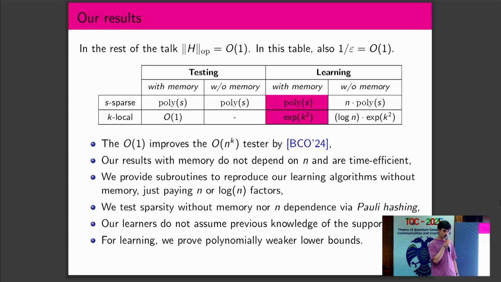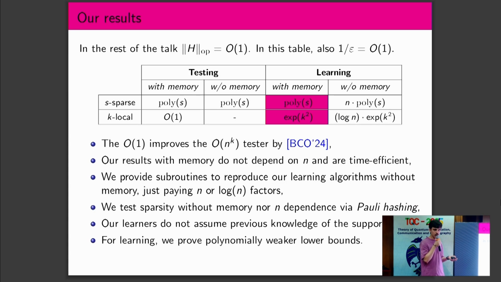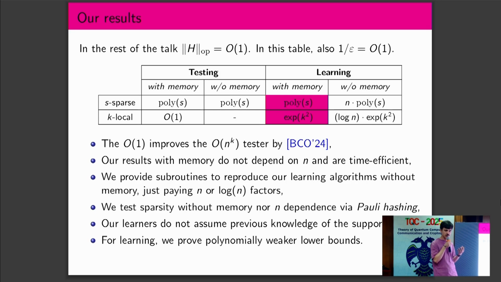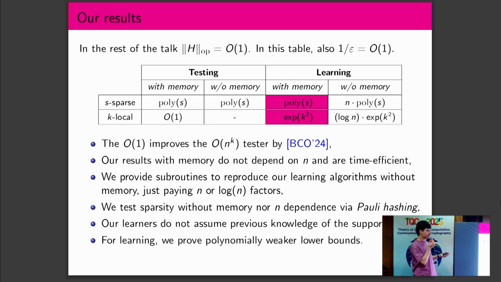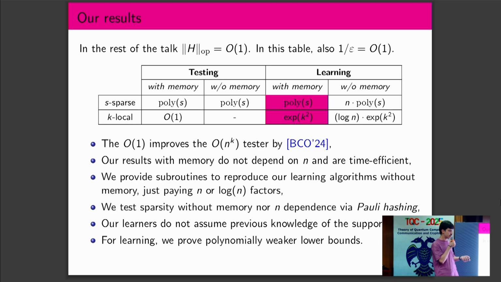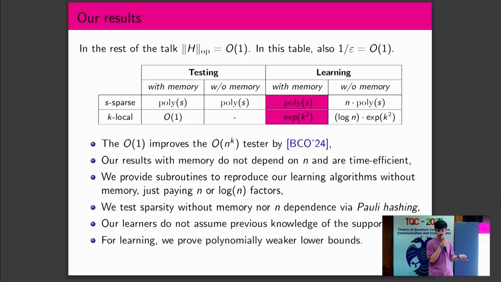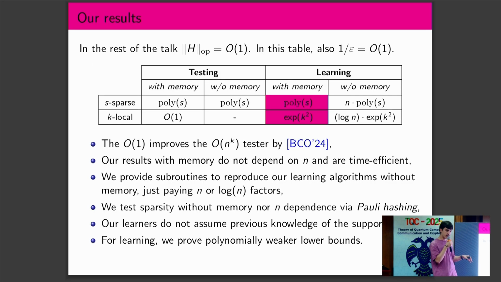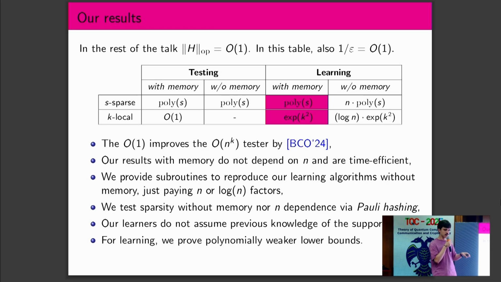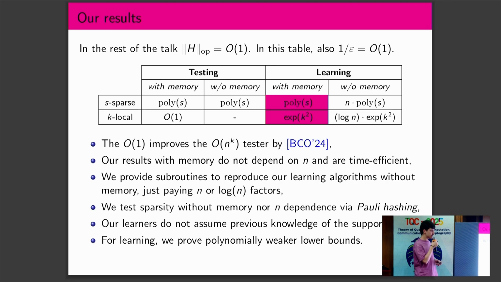And finally, you may wonder, okay, you have gotten rid of the complexity on n, so you have shown that the upper bound for learning should not depend on n, but maybe it should also be independent of the other quantities that you have here, s and k. And that is not the case. We also saw polynomially weaker lower bounds that ensure that these problems need this dependence on S and K. So that is a summary of our results.